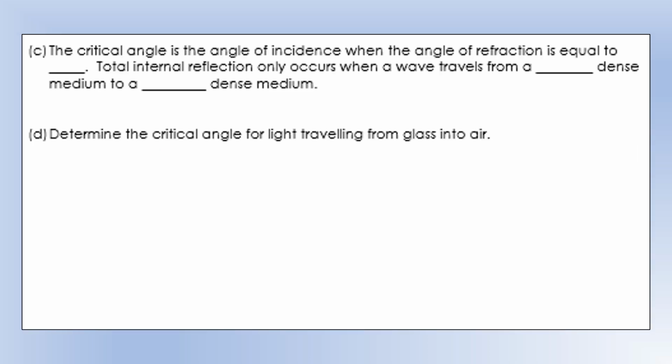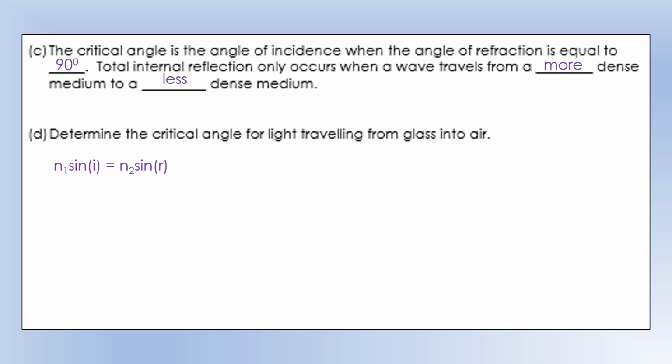Okay, so moving on to some total internal reflection. The critical angle is the angle of incidence when the angle of refraction is equal to 90 degrees. So when it goes along the boundary at 90 degrees to the normal. Total internal reflection can only occur when the wave travels from a more dense medium to a less dense medium. It doesn't work the other way around. So what we're going to do is determine the critical angle for light traveling from glass into air.